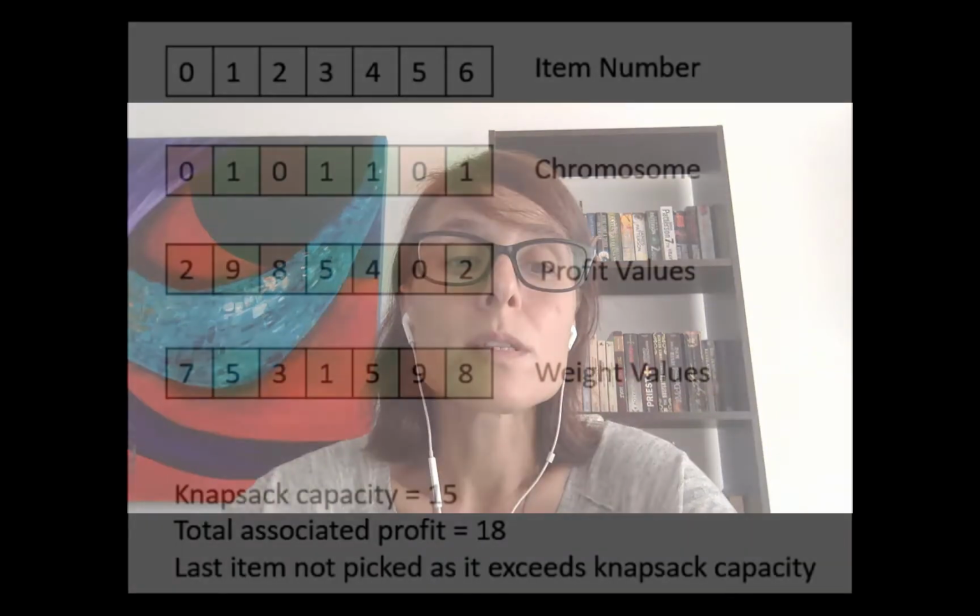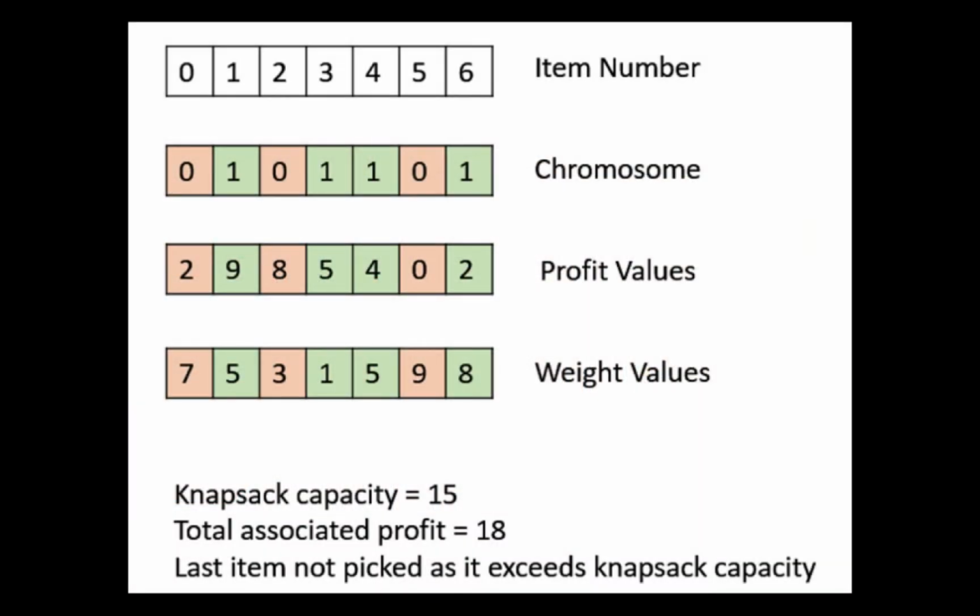The image that you will see shows the fitness calculation for a solution of the 0 to 1 knapsack. It is a simple fitness function which just sums the profit values of the items being picked, which have a 1, scanning the elements from left to right till the knapsack is full.